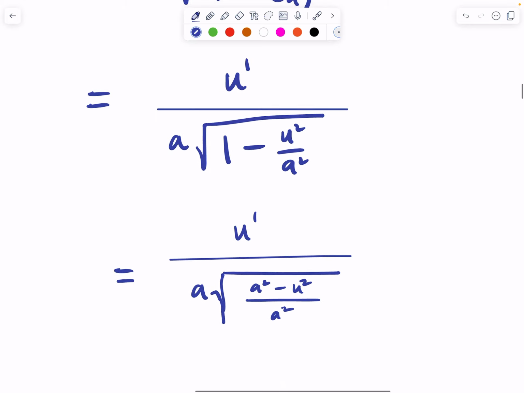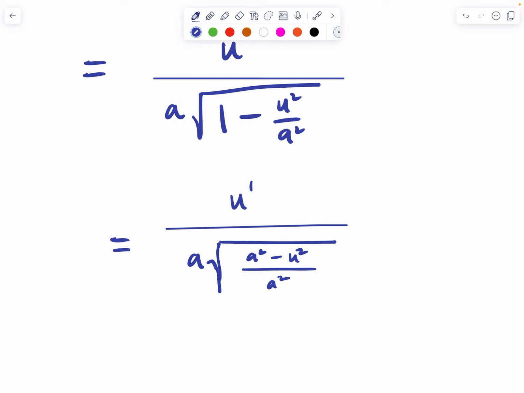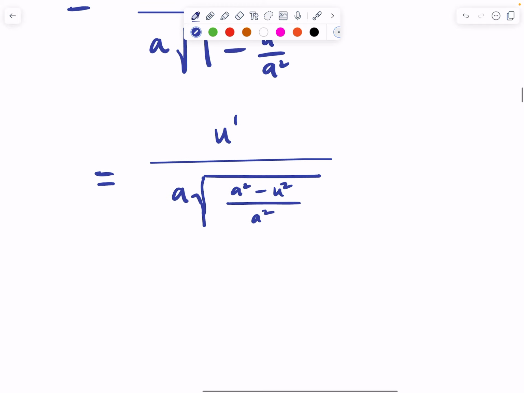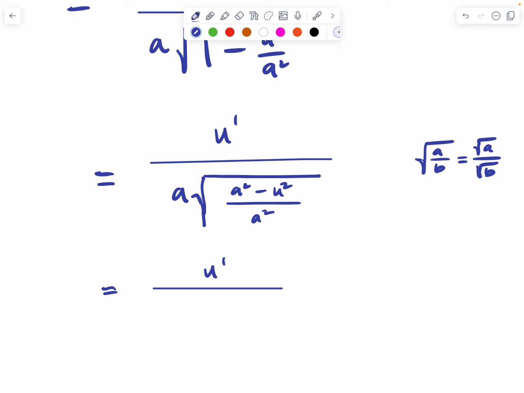And remember, we said that a is a positive constant, a constant greater than 1. So then when we take the square root, and we're thinking about applying the exponent property, which is then a property of radicals, right? That the square root of a over b is equal to the square root of a over the square root of b. So this will actually simplify to be u prime over a divided by a times the square root of a squared minus u squared.